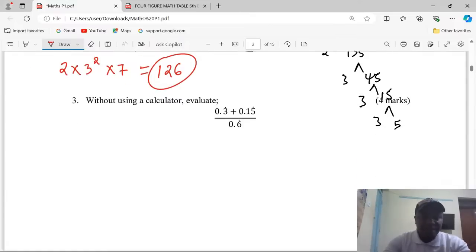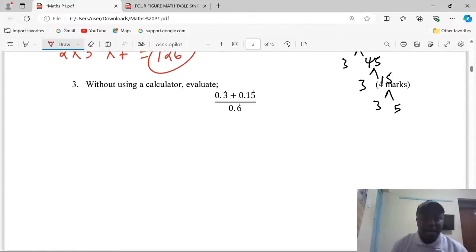That is wonderful. Number 3, without using a calculator, evaluate. We have 0.3, but on top of 3, we can see a dot, which means recurring. Then plus 0.15, that means the 5 is recurring, according to how the dot has been placed. Then we have 0.6, and 6 is recurring. We are supposed to first of all convert these decimals into fractions. So let's make them fractions.